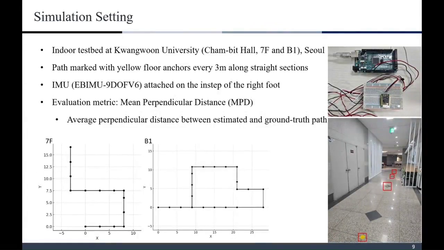For evaluation, we set up test beds on the 7th floor and basement floor of Chanbi-tor at Gwangwon University. Markers are placed every 3 meters along straight paths. We attached an IMU sensor to the subject's right foot and collected data via Arduino Mega and a laptop. We used mean perpendicular distance, called MPD, as the evaluation metric. It evaluates the similarity of the entire trajectory, making it more comprehensive.